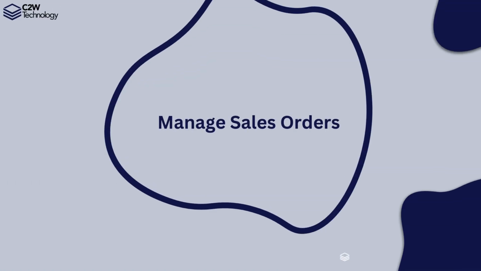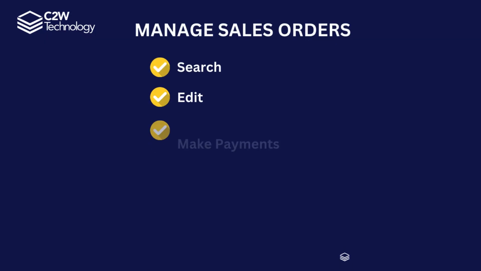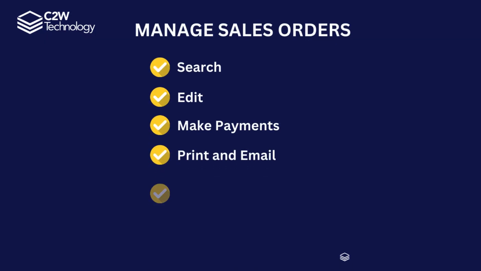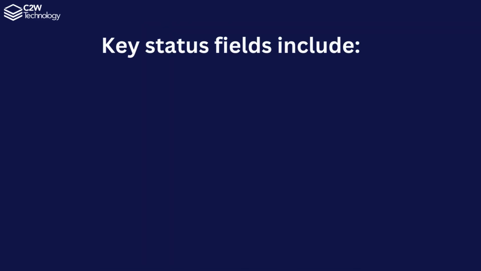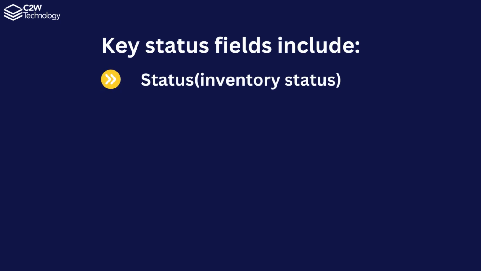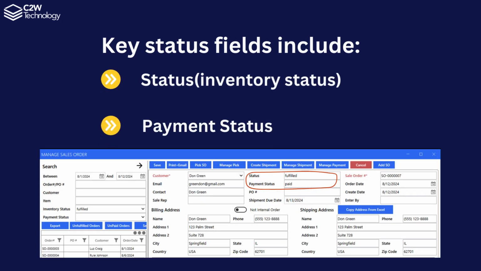Manage Sales Order. Use the Manage Sales Order screen to search, edit, make payments, and navigate to Print and Email, pick Sales Order, and create Shipment screen. Key status fields include Status, which is inventory status, and Payment status.